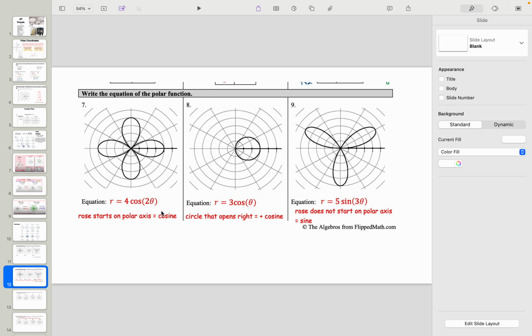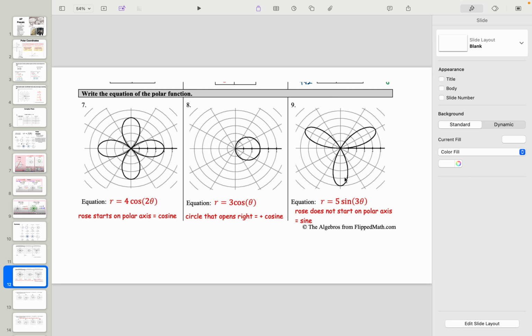All right, here we have a circle, and the circle never has a value here, right? And it goes out 1, 2, 3. It's opening this direction, so 3 has to be positive, and it's a cosine because it's opening. And notice that the circle opening this way fits exactly with the rose opening on the polar axis.